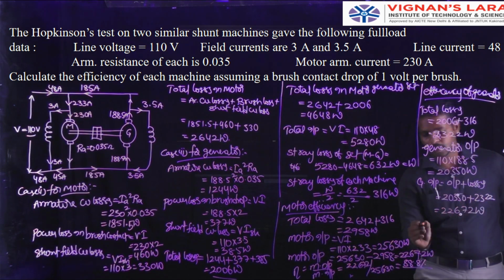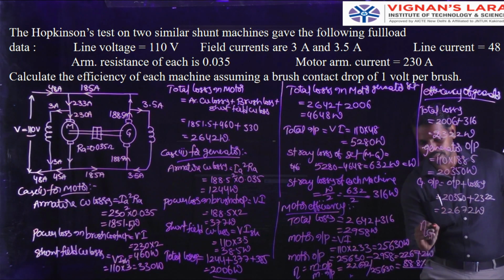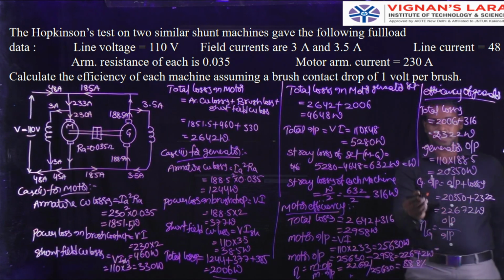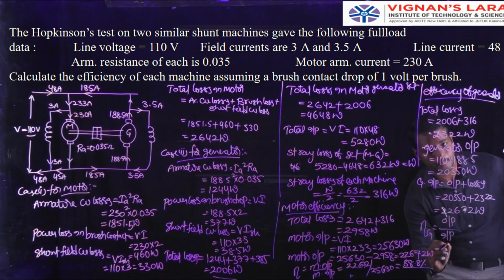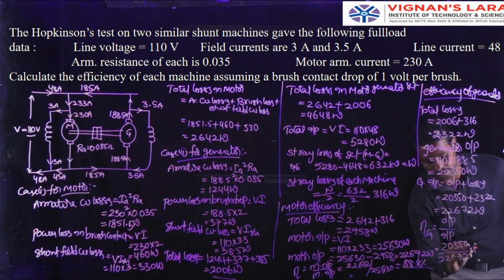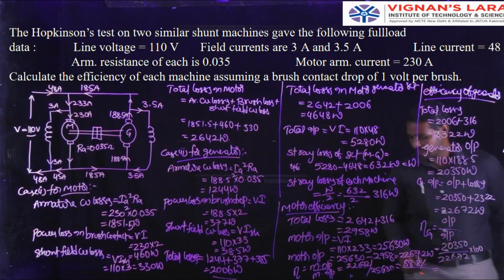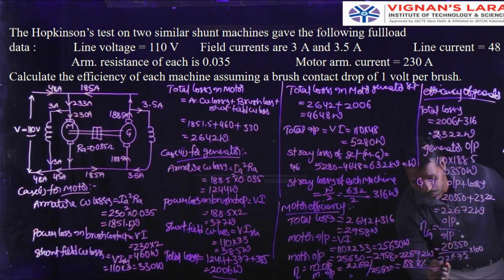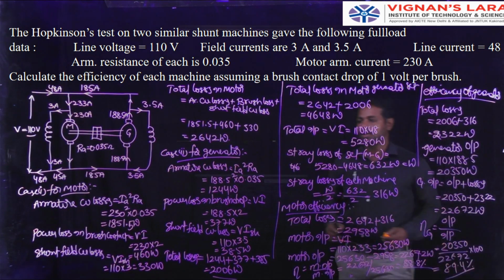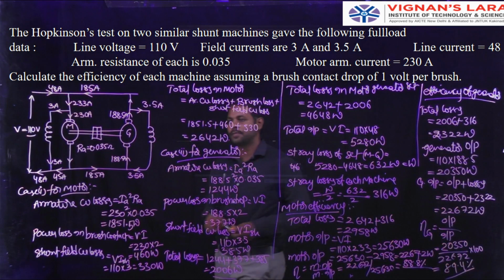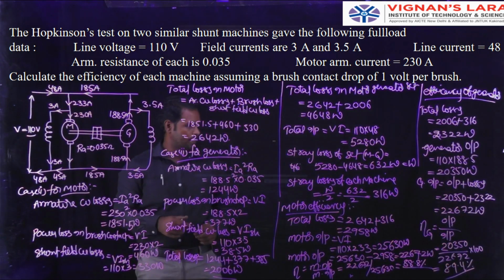which is 22,672 watts. So generator efficiency is equal to output divided by input, so 20,350 divided by 22,672 into 100 is equal to 89.4%.